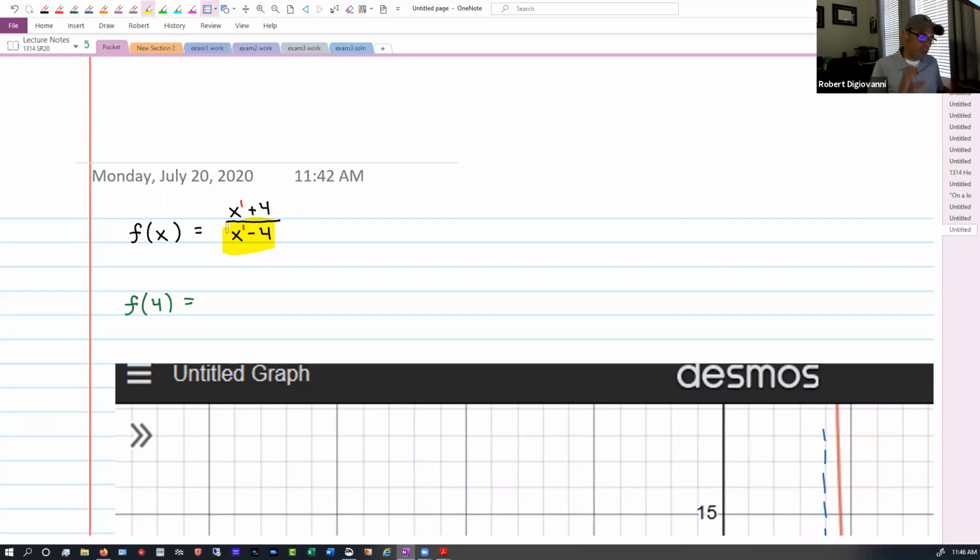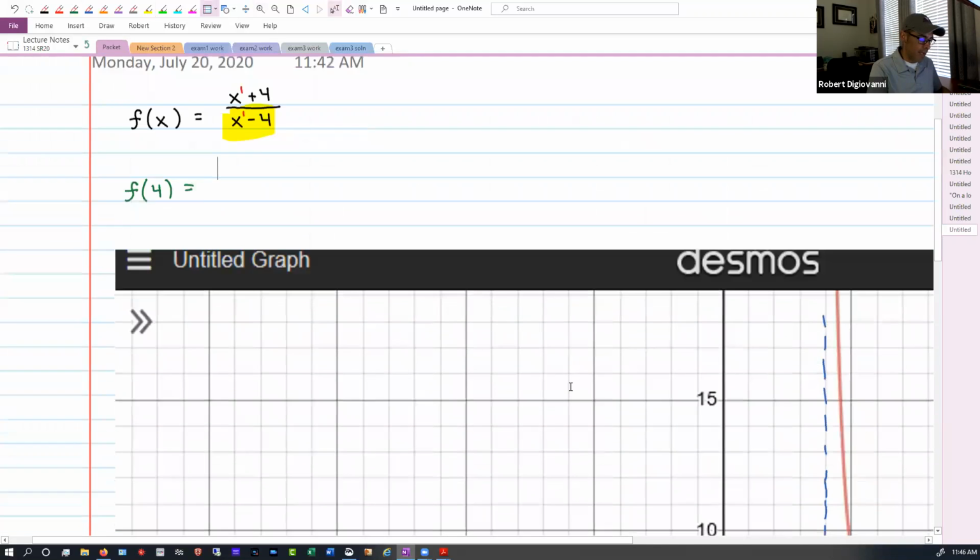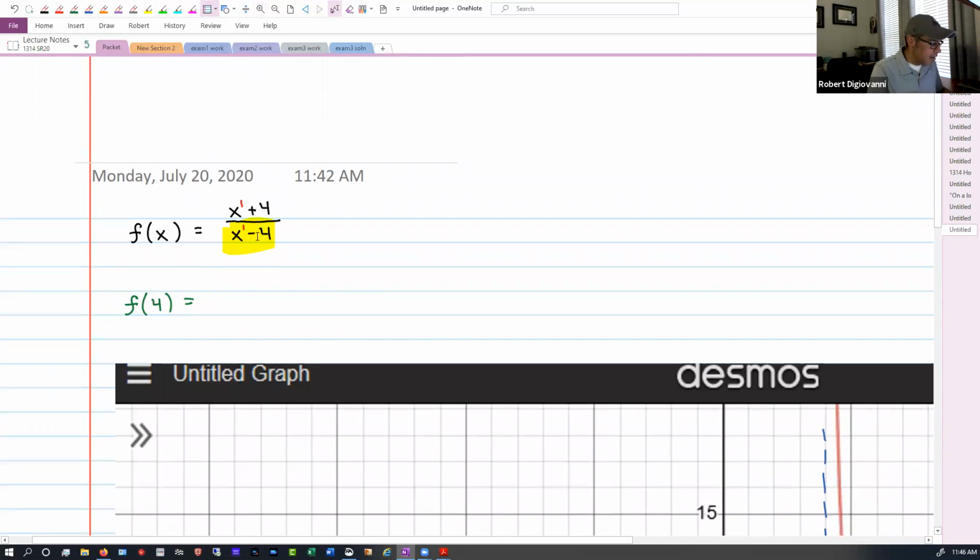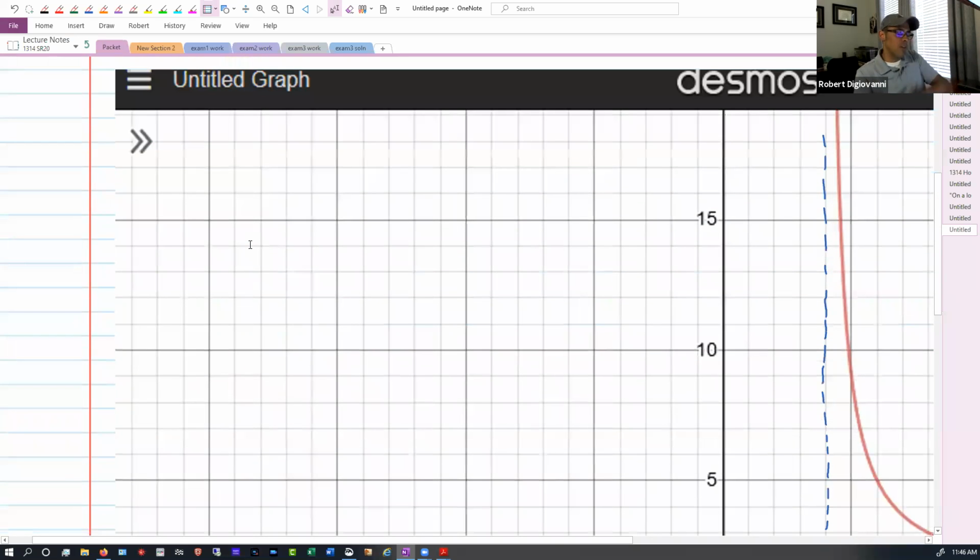I'm going to summarize this. I'll write it down and we'll be clear on it. But I'm just trying to show you that that's where something interesting is happening at 4. And we could tell by just looking at that denominator and asking ourselves, when is that 0? Then we know that that vertical dotted line should be on our graph at 4.